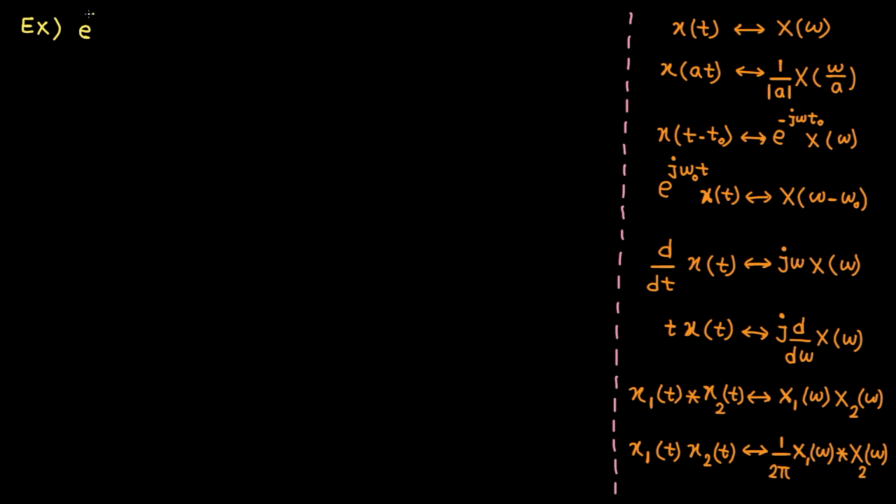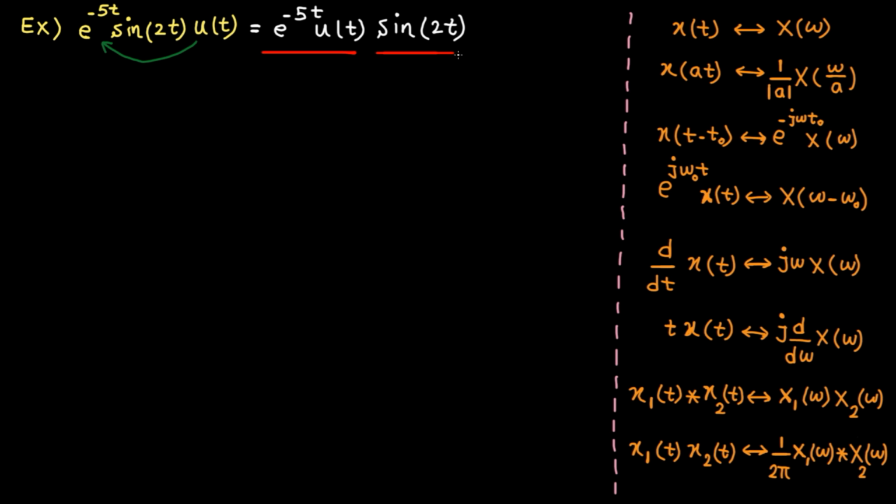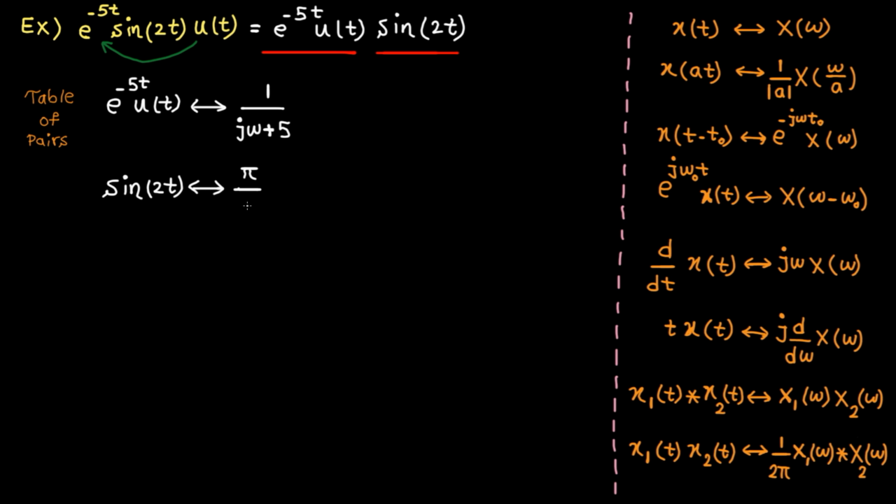Next example. What is the Fourier transform of this signal? Let's bring u(t), the unit step function, here, so I can use the table of pairs for the exponential part. Now I have a multiplication of two signals in the time domain. Based on the table of pairs, the Fourier transform of this exponential function is 1 over (j omega plus 5). Also, according to the table, the Fourier transform of the sinusoidal function is this.